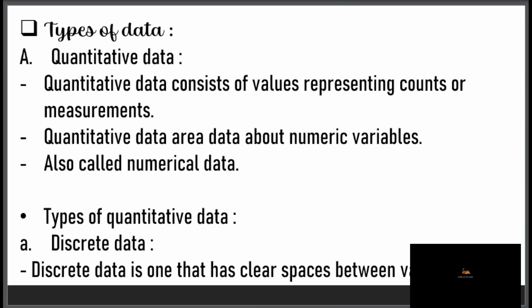Then types of data. The first one is quantitative data. Quantitative data consists of values representing counts or measurements. Their meaning is in their name only: quantity. Quantity means what?